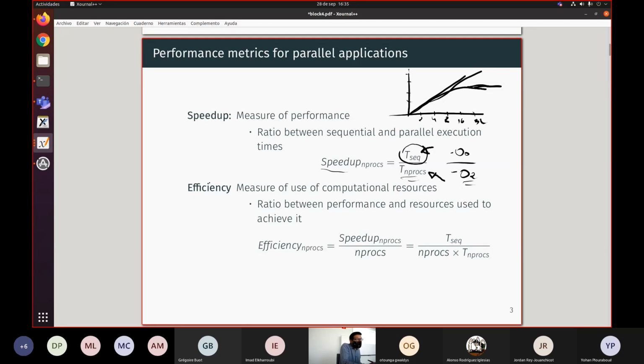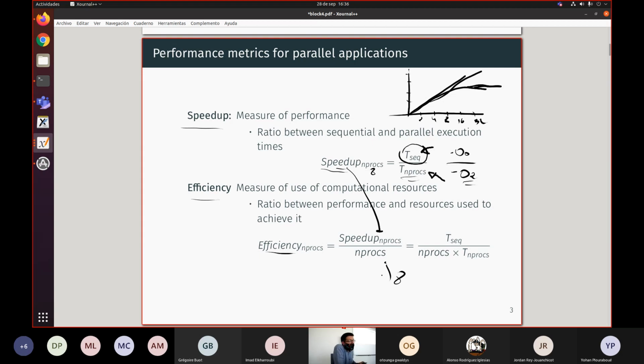Another metric similar to speed up is the efficiency. In the efficiency, we introduce the number of resources, in the case of processors or cores, the number of processors we are using to get that speed up. So if we are computing the speed up for 8 processors, here in the efficiency we put the speed up and divide by the number of processors. So ideally, the efficiency should be near to 1. One would usually be the optimal.